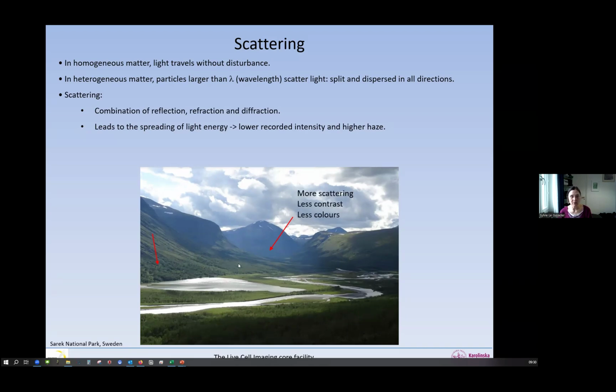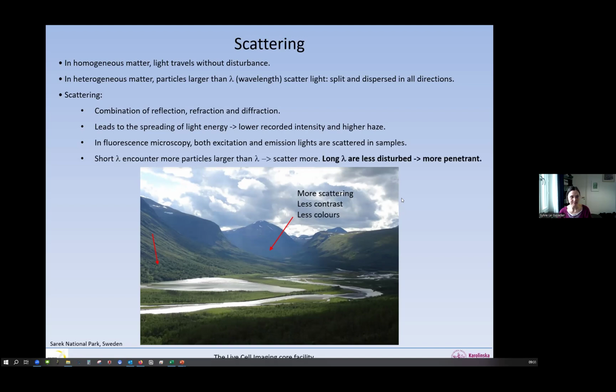So this is exactly what happens in our samples. We have more scattering, less contrast, and less colors if the light is scattered, and because we have a non-transparent sample. So in fluorescence microscopy, unfortunately, both the excitation light and the emission light are scattered. So we get the double punishment, let's say, when the light goes towards the sample and when the light comes back from the sample, they are scattered in both directions.